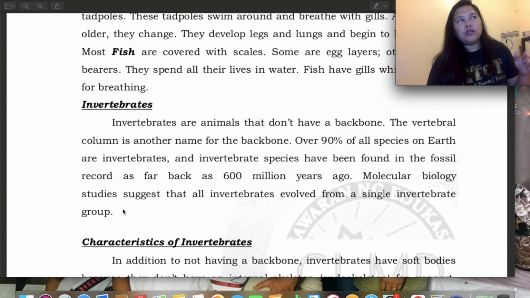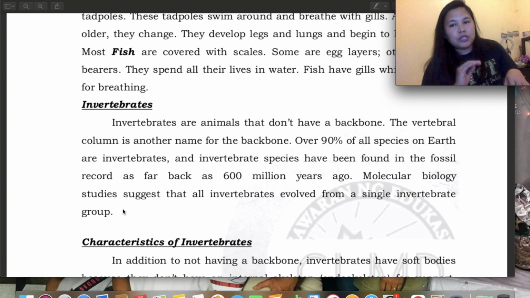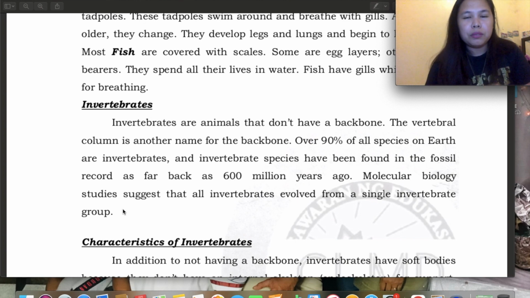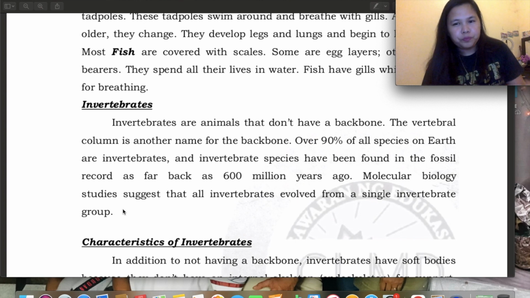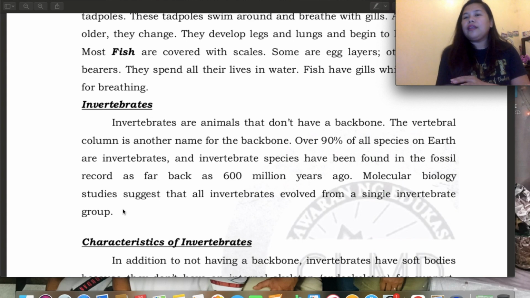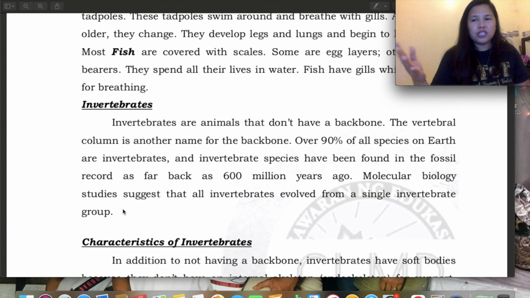Okay, ito naman ay kabaliktaran ni vertebrates. Yung si vertebrates ay merong backbone, si invertebrates naman ay wala. Okay, so invertebrates are animals that don't have backbone. Ibig sabihin, wala siyang backbone. So, the vertebral column is another name for the backbone, over 90% of all species on Earth are invertebrate. Imagine that. 90% are invertebrates.